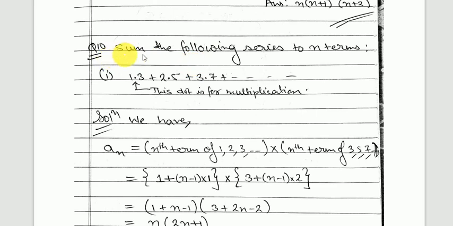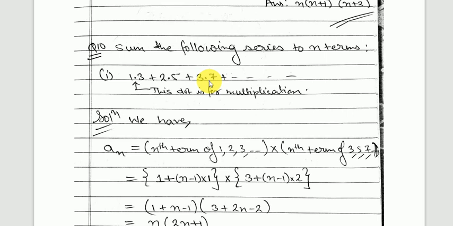Now question number 10, sum the following series to n terms. So here the series is given, and you have to find the sum of n terms. Before finding the sum of n terms, I should be able to know by what rule each term is written over here, so that I can get the nth term.